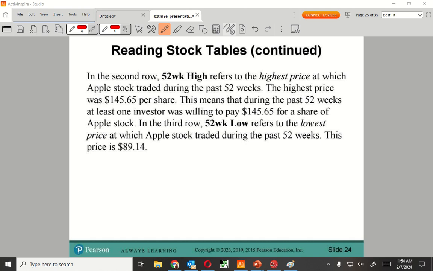Now, why does it always use 52 weeks? What is 52 weeks? 52 weeks is 1 year. Okay? 52 weeks is 1 year. So that's why it says it like that. So over the past year, that's what the lowest price was.